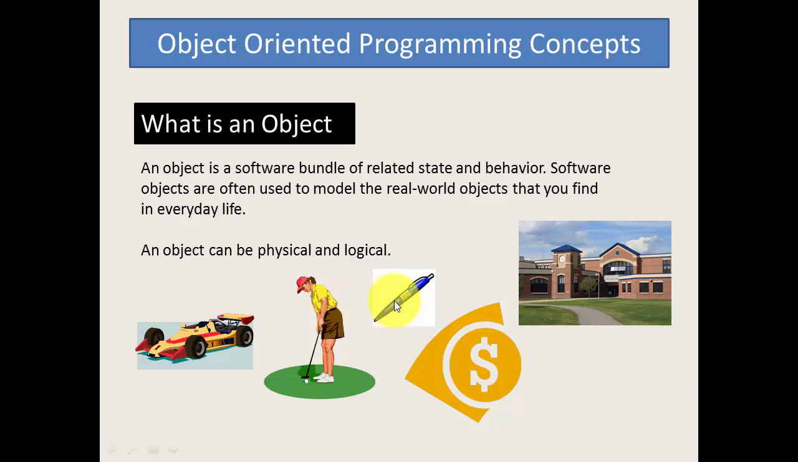And this is a pencil object. You can define its color and shape and size. This is a dollar symbol. You can define states such as dollar value and the size of the dollar bill. And you can define dollar conversion as behavior.